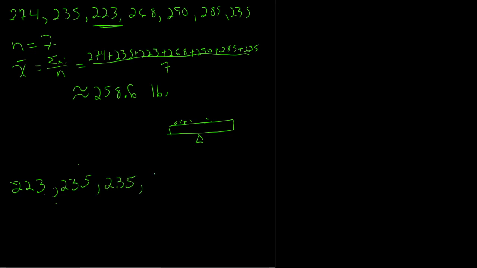And then my next one is 268. I go through each piece of data here: 268, 274, 285 and 290. And so I've gone through each of my pieces of data and put them in order from the minimum to the maximum. Now my data is ordered.